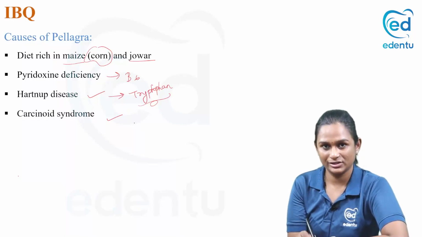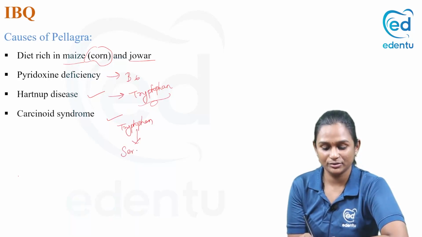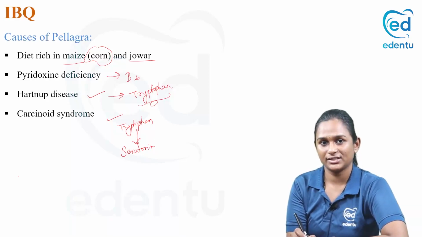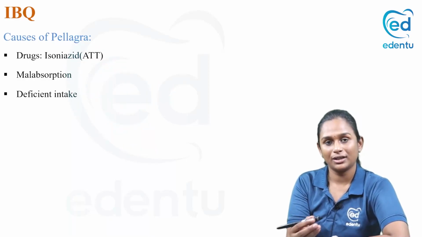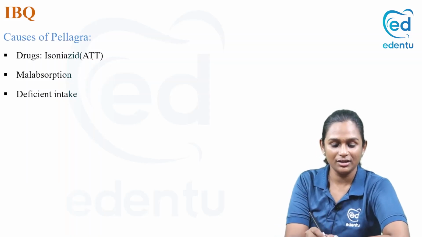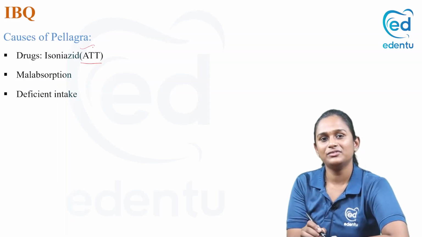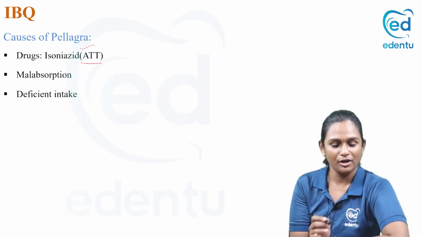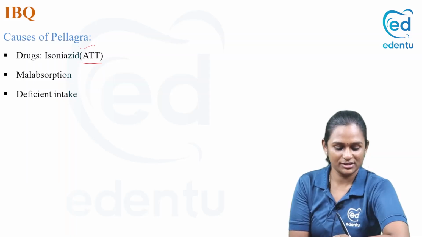The next is carcinoid syndrome. In this syndrome, all the tryptophan will be shunted to the synthesis of a neurotransmitter called serotonin. So tryptophan will not be available to synthesize niacin, which will result in pellagra-like manifestation. The other drugs or other causes of niacin deficiency are anti-tuberculous drugs, ATT, that is isoniazid, and if there is malabsorption in the intestine where the vitamin gets absorbed, or if it is not taken in the diet. So these are the common causes of pellagra. We'll see the causes in detail.